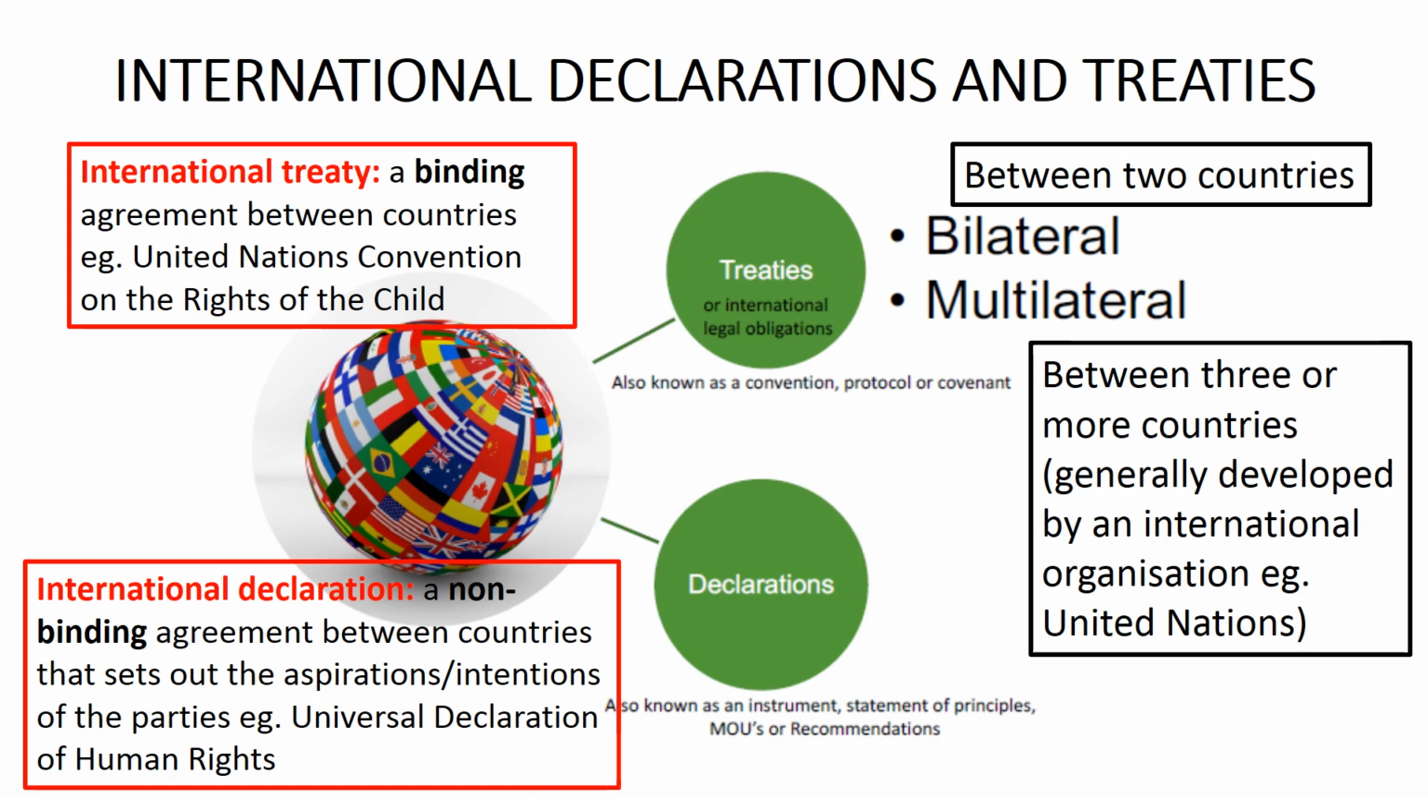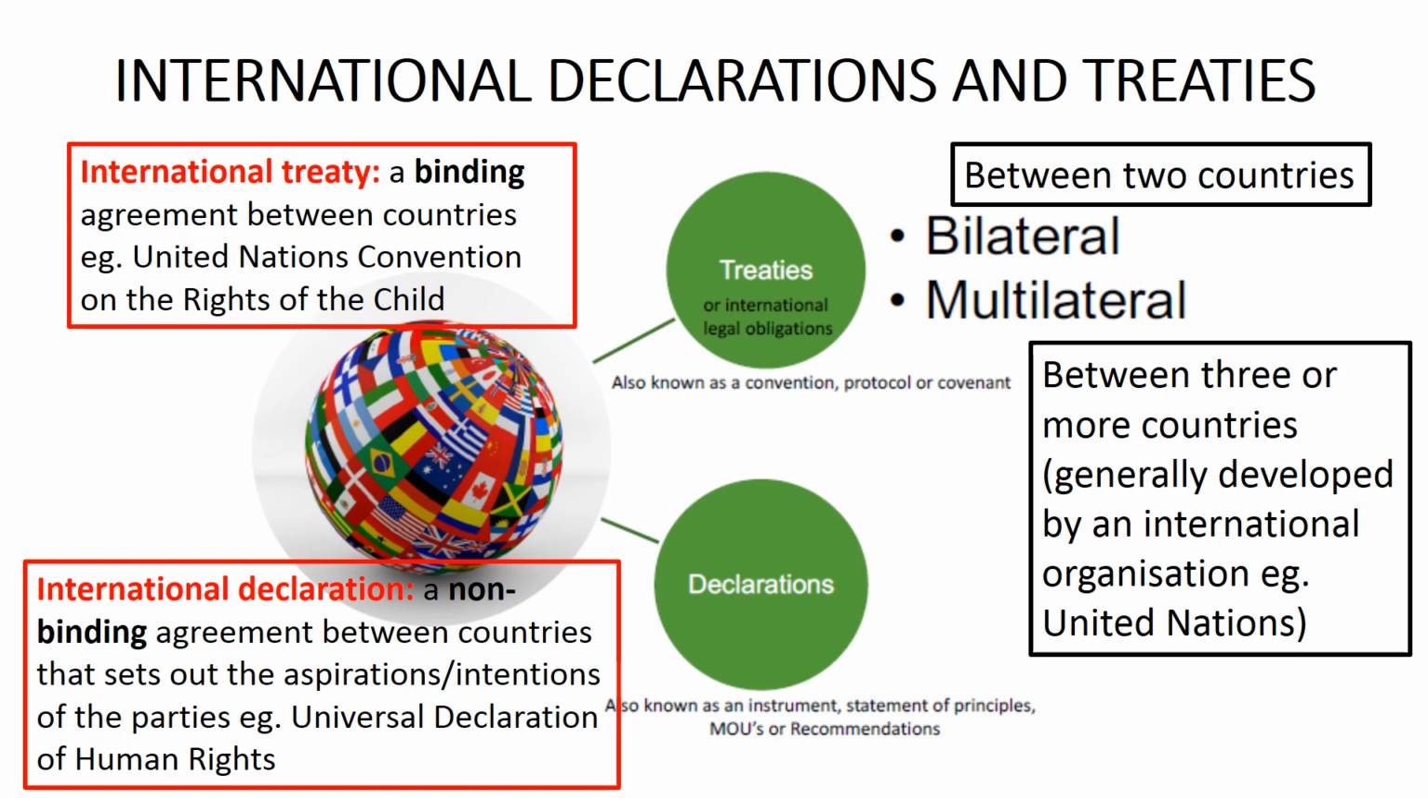An international declaration is a non-binding agreement between countries. In other words, an international declaration does not set out obligations that the countries that sign the declaration are required to comply with. Instead, an international declaration just sets out the hopes or aspirations and intentions of the countries that have signed that declaration. An example of an international declaration is the Universal Declaration of Human Rights.